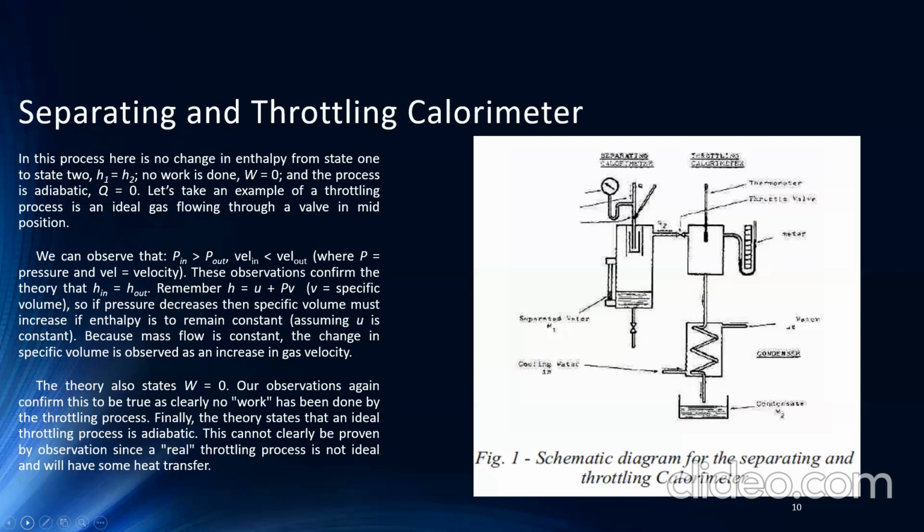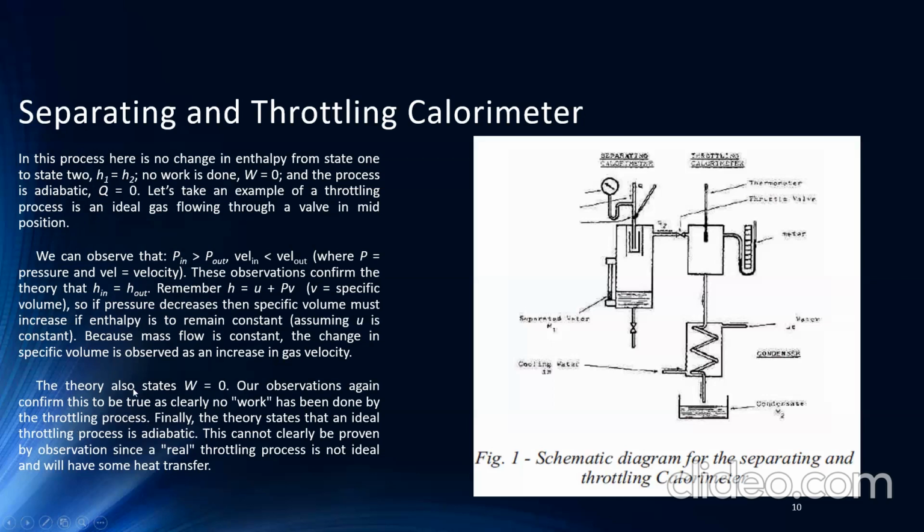Remember, H is equal to U plus PV, where V is specific volume. So if the pressure decreases, then the specific volume must increase if enthalpy is to remain constant, assuming U is a constant. Because mass flow is constant, the change in specific volume is observed as an increase in gas velocity.